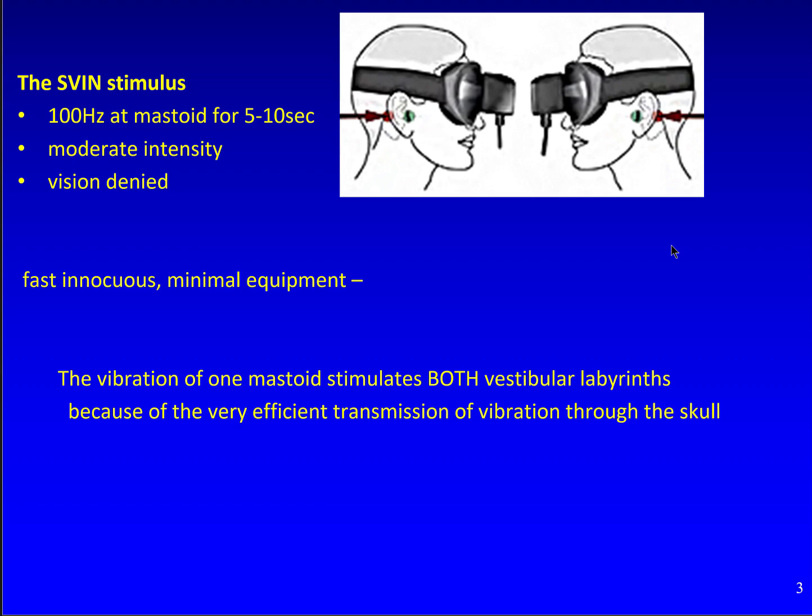It's very fast, innocuous, with minimal equipment, and what clinicians see are the quick phases of nystagmus, because the slow phases induced by this stimulus in patients are usually pretty small. I draw your attention to one simple physical fact, and that is the vibration of one mastoid stimulates both labyrinths about equally, because that vibration is transmitted very effectively through the skull.